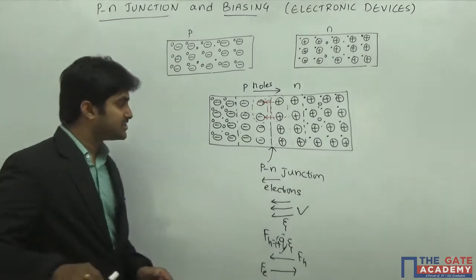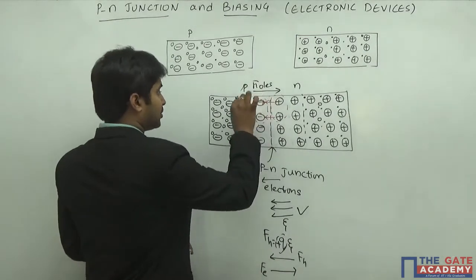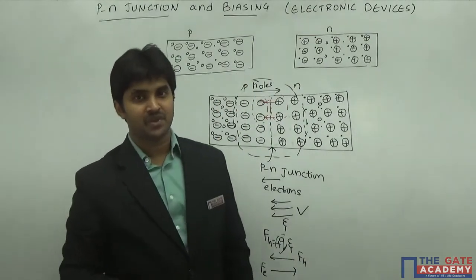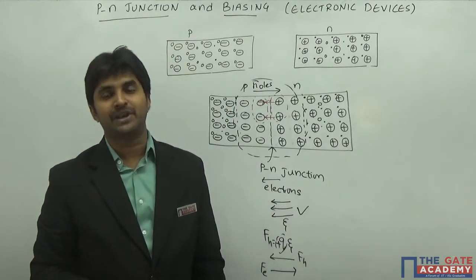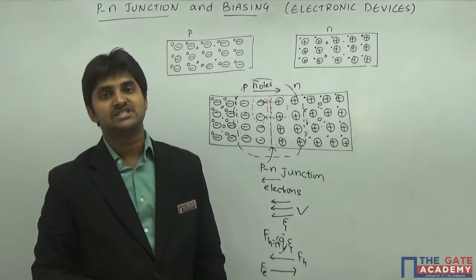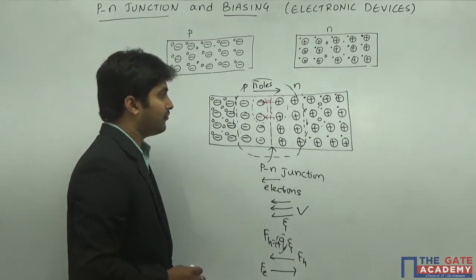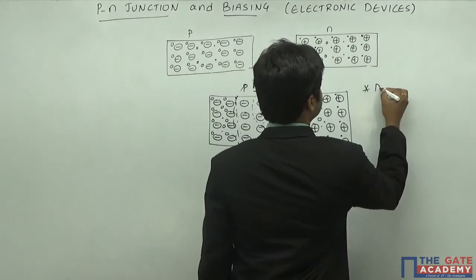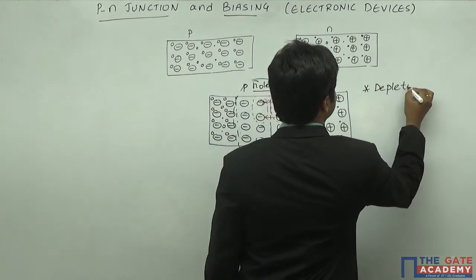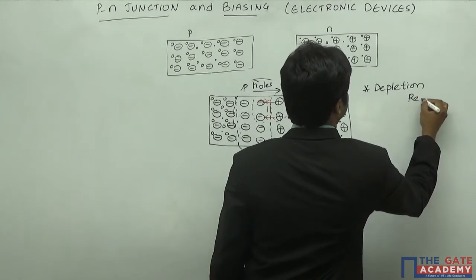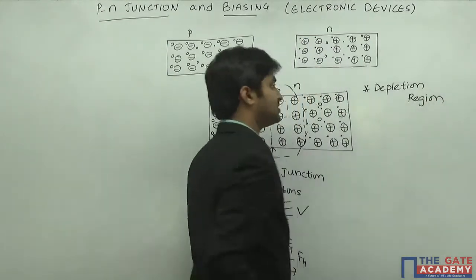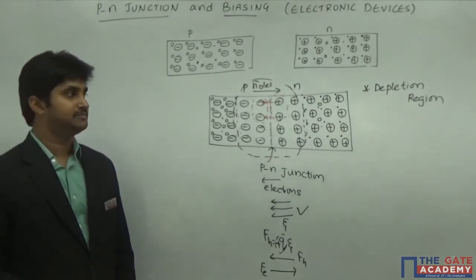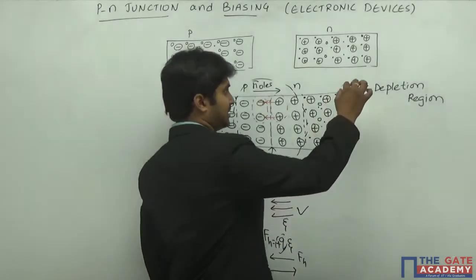For that reason, a particular region is formed which is completely depleted of charge carriers. That is what we call a depletion region, a region which is completely depleted of the charge carriers. So this is clear to us.